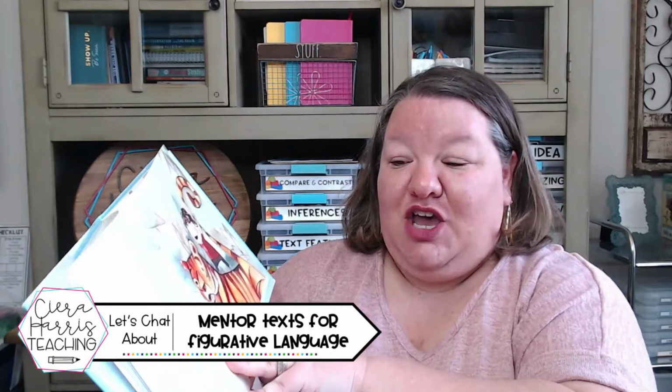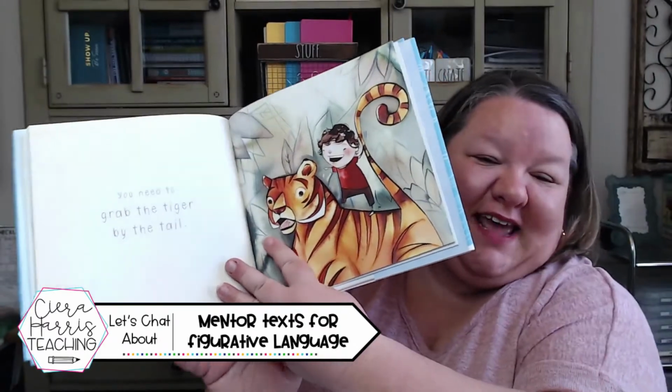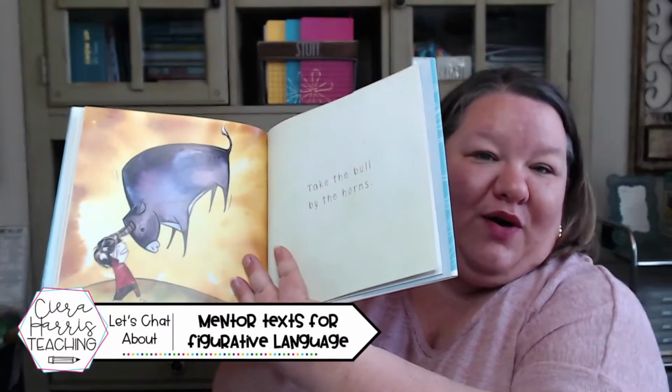Every single page you can analyze and figure out, is this a hyperbole? Is this an idiom? Is this a metaphor? And it's a great way to compare and contrast and see them side by side all in one text, and how one entire story can be told in figurative language. You need to grab the tiger by the tail and take the bull by the horns.